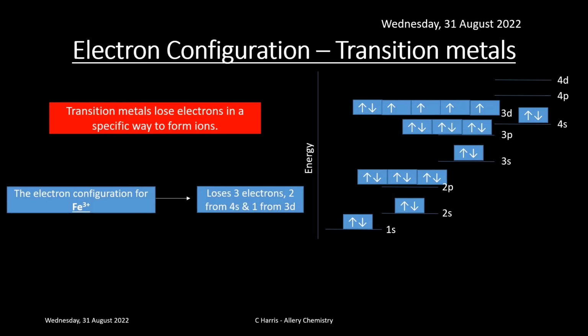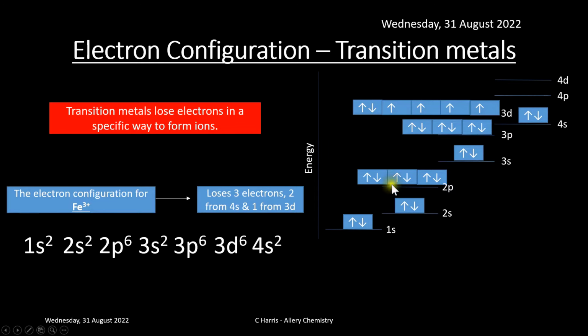Okay, so let's carry on looking at the electron configuration of transition metals. Transition metals lose electrons in a very specific way, as I just hinted at. So let's look at the electron configuration for Fe3+ first. It loses 3 electrons, 2 from the 4s and 1 from the 3d. It all becomes quite apparent when we can see this here. There's the electron configuration, which has got 4s2. And then we're going to remove the electrons to form Fe3+.